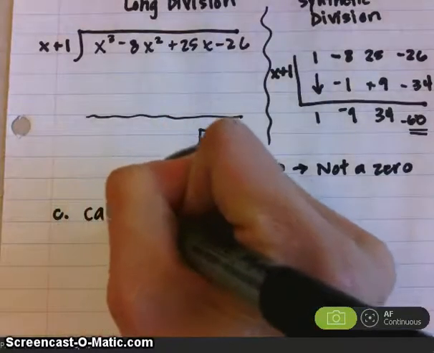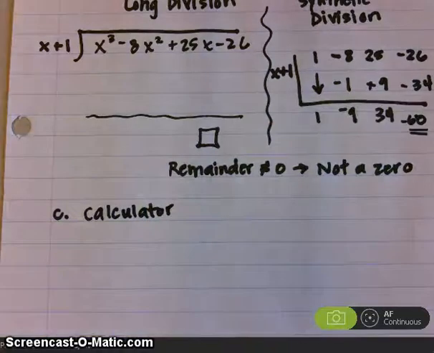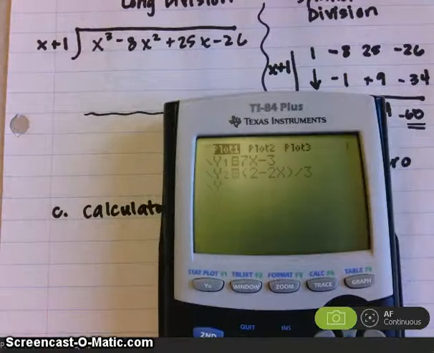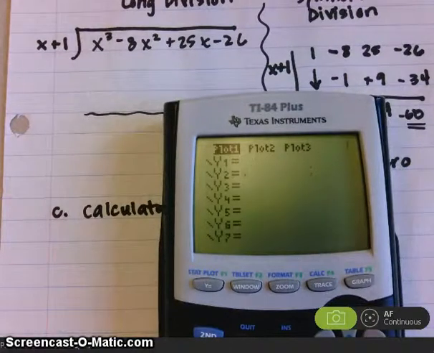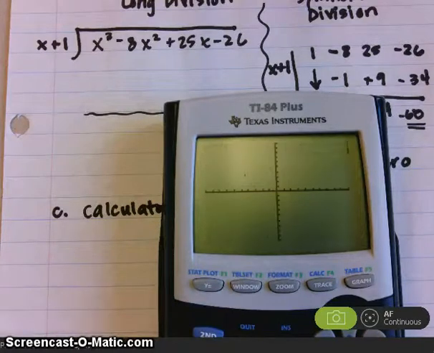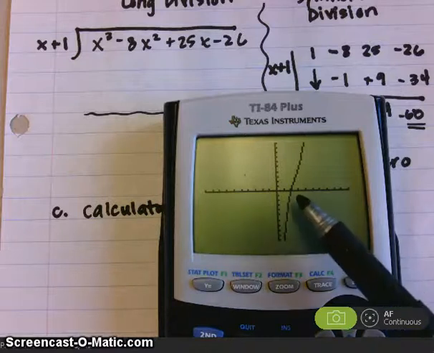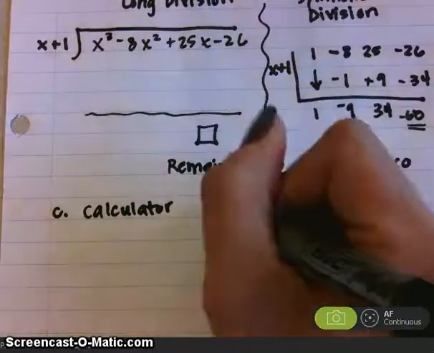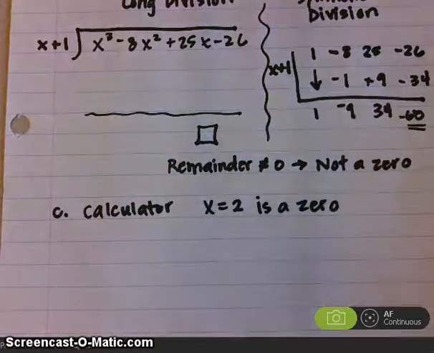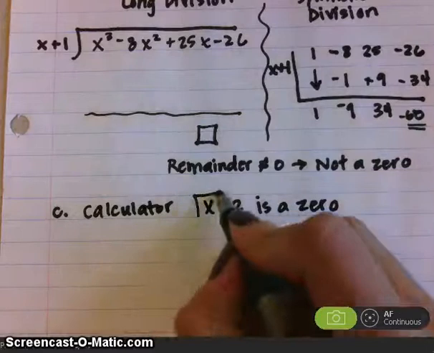And generally, this last method, if you're allowed to use your calculator, it is the fastest way to do it. What I'm going to do is type that function into my graphing calculator, x cubed minus 8x squared plus 25x minus 26. And I'm going to take a look at the graph. Remember that zeros are x-intercepts. So I want to see, where does this graph cross the x-axis? And it looks to me like it's crossing right there at 2. So x equals 2 is going to be a 0. Alright, so that is all you need, just 1 0.